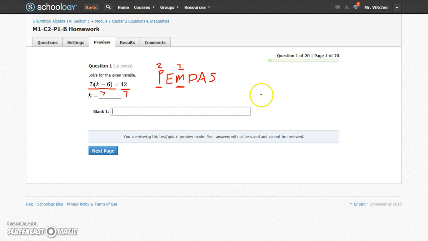Our new equation, which I'll write over here, is (k minus 6) in parentheses equals 42 divided by 7, which is 6. Now we can drop these parentheses because there's nothing else around them. k minus 6 equals 6. And now we're subtracting from k. What's the inverse of subtracting? Adding. So we add, and we end up with k equals 12.